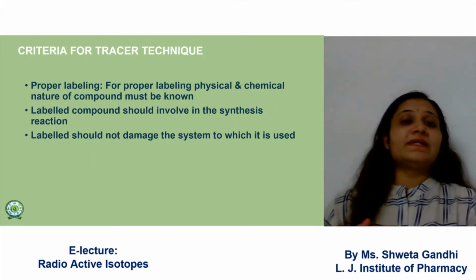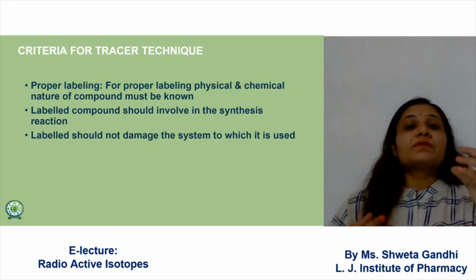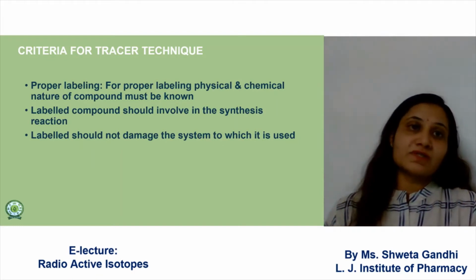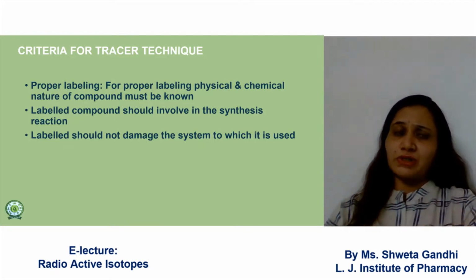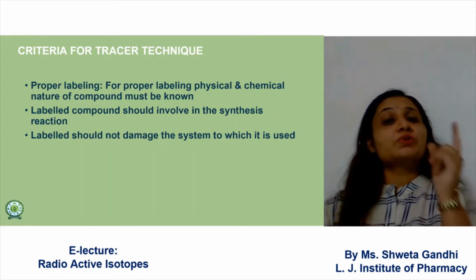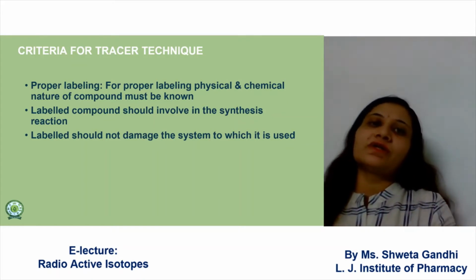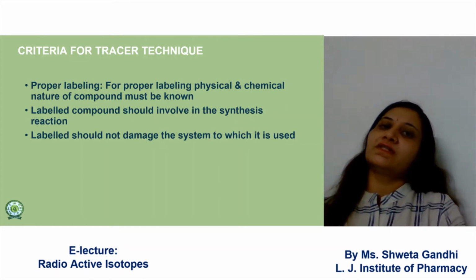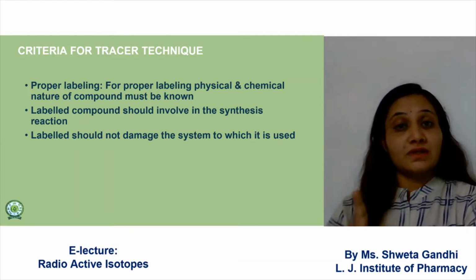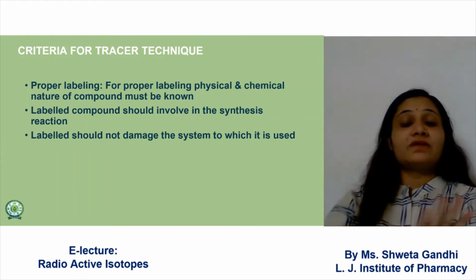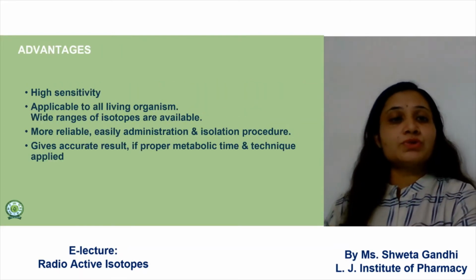Proper labeling. For proper labeling, the physical and chemical nature of the compound must be known. This is the criteria for proper labeling. The labeled compound should be involved in the synthesis. If it is not involved in the synthesis, then how can we study the biogenetic pathway? It should also not change the environment of the system.